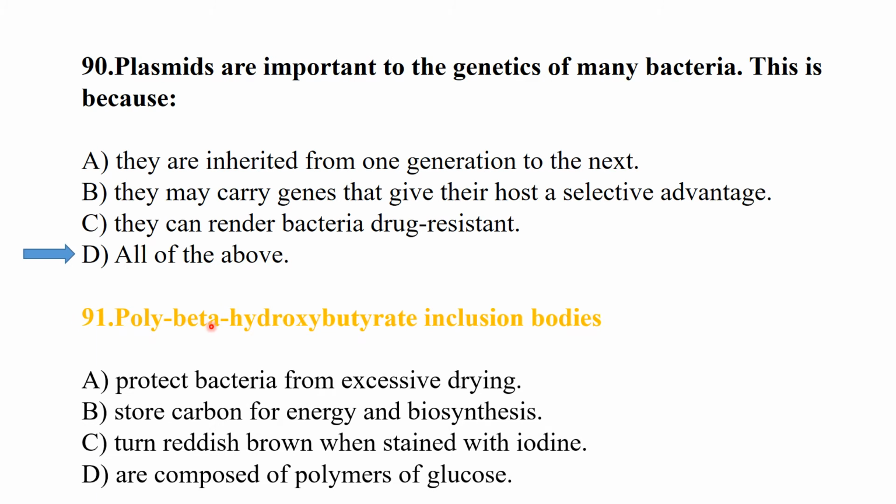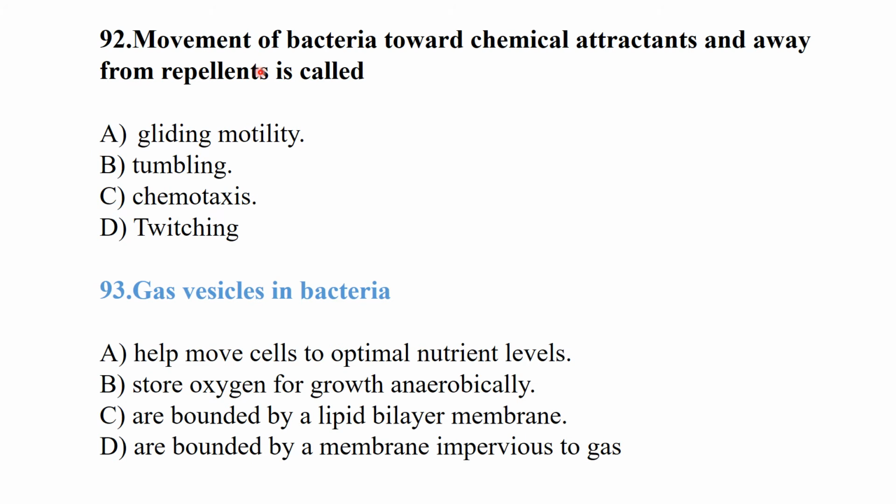Poly beta hydroxybutyrate inclusion bodies are granules mainly present in bacteria. These inclusion bodies store carbon for energy and biosynthesis. Movement of bacteria toward chemical attractants and away from repellents is called chemotaxis. Chemotaxis is the movement of bacteria towards chemical attractants and away from repellents. It is the definition of chemotaxis.